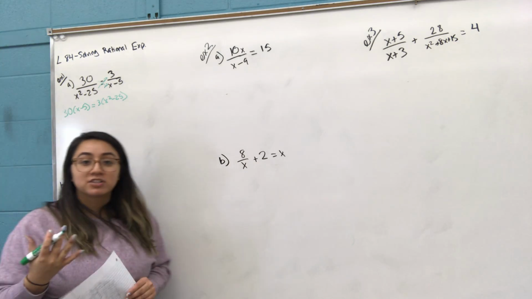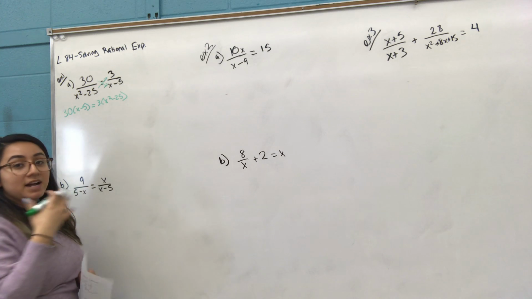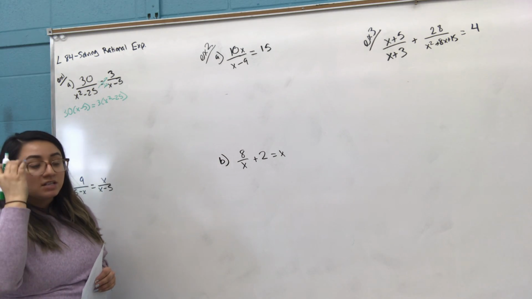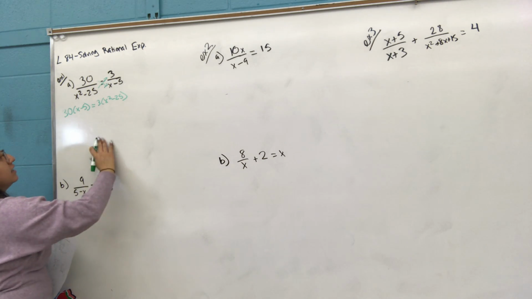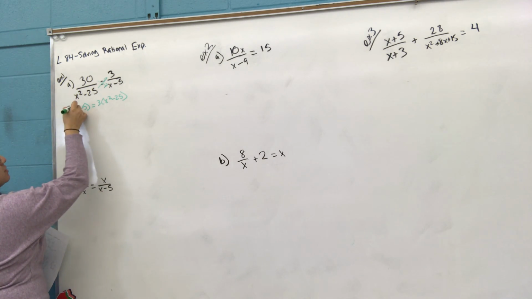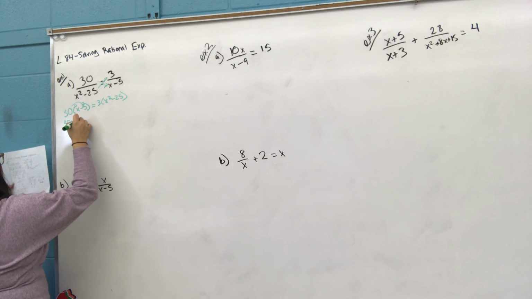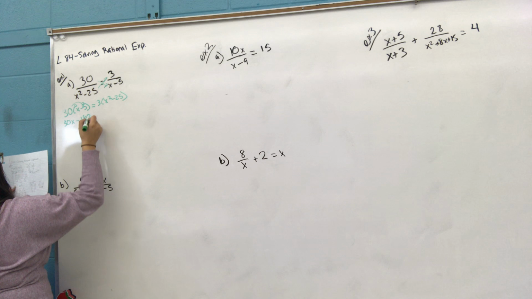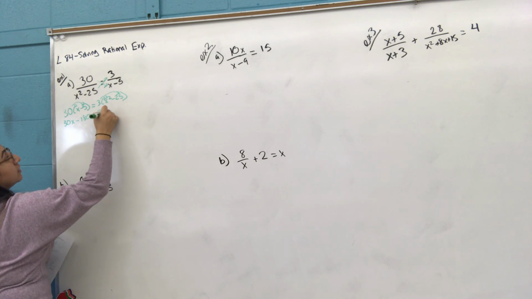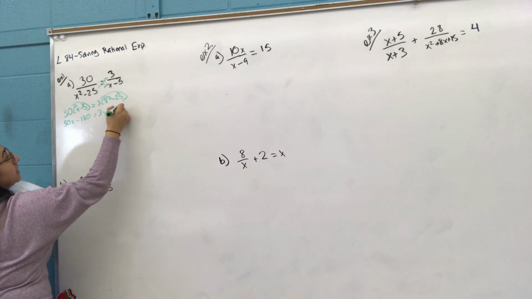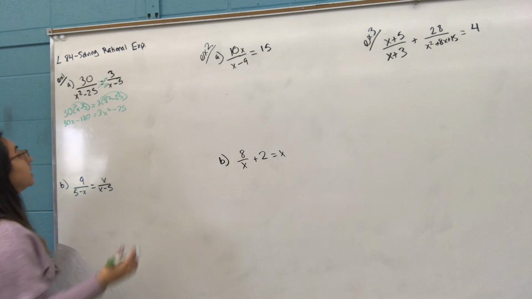Again, we're not trying to factor, we're just trying to simplify. Here x squared minus 25 is a difference of two squares, but we're just trying to solve for x. So now let's use the distributive property. This will be 30x minus 180. Then we distribute the 3 as well: 3x squared minus 75.